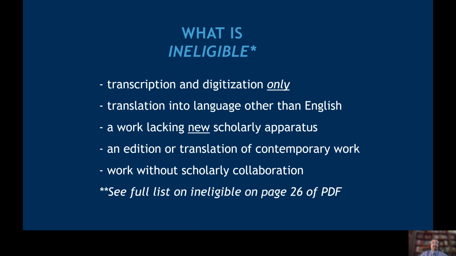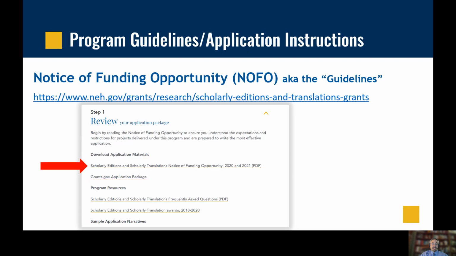And then there's a full list of things that would make a project ineligible, or ineligible parts of projects, if you go to pages 26 and 27 of the Notice of Funding Opportunity. So you'll find what I just mentioned. This is the key, or the guide that you want to be using to prepare your application: this Notice of Funding Opportunity, which you'll find at this place on the landing site. You see there, Scholarly Editions and Translations Notice of Funding Opportunity for these 2 years.